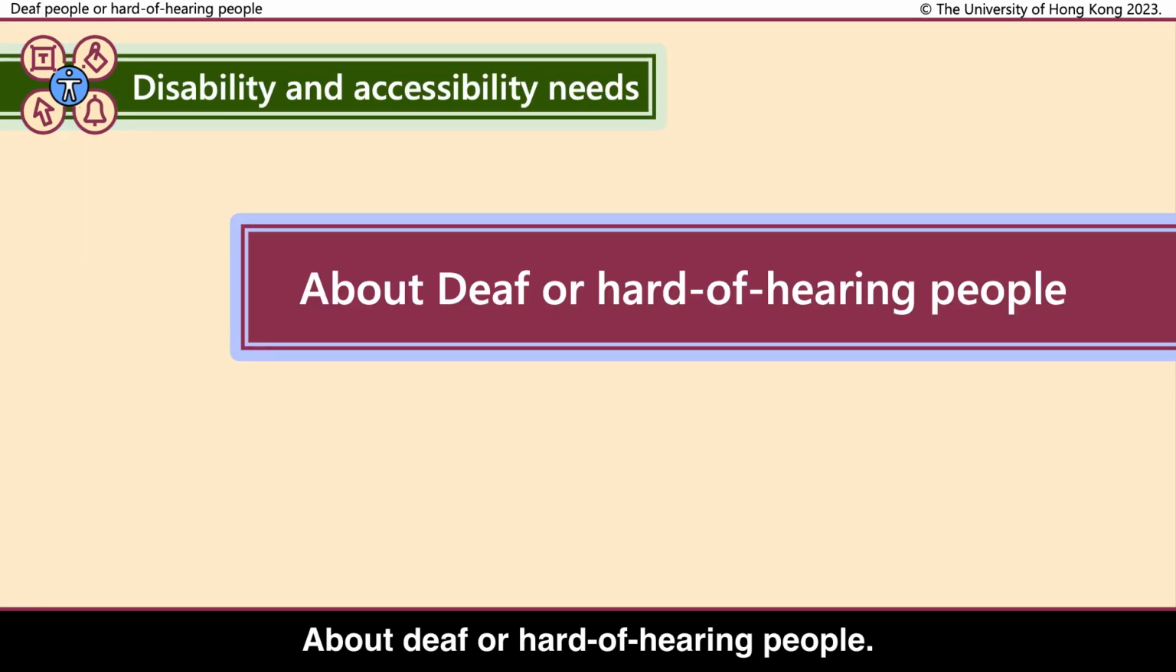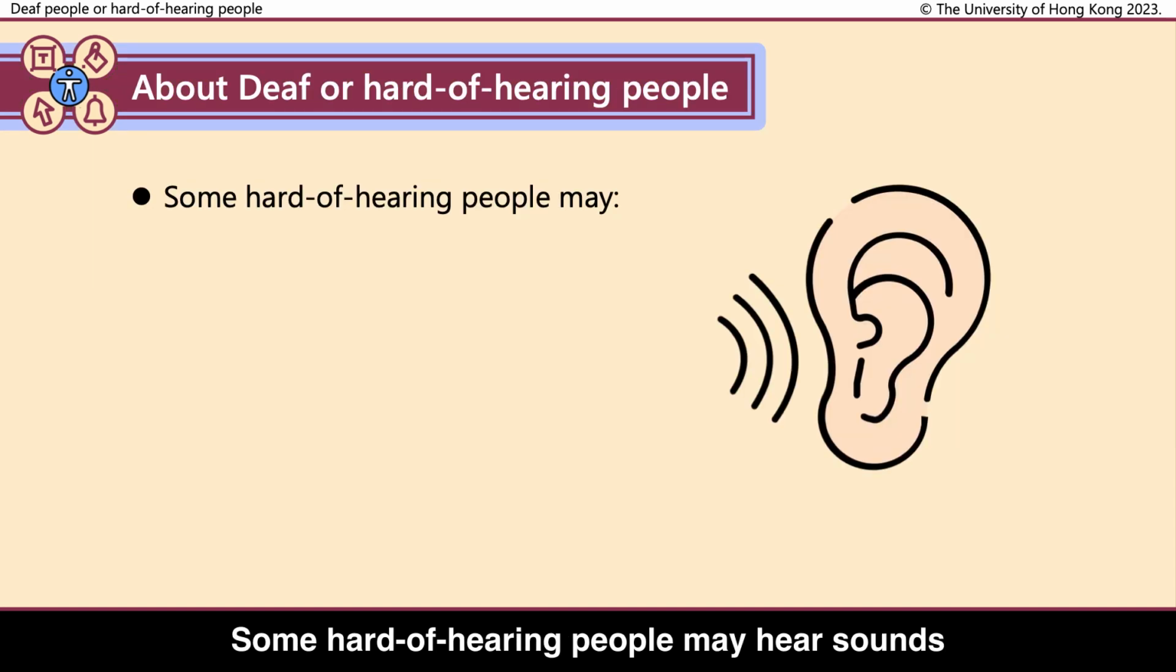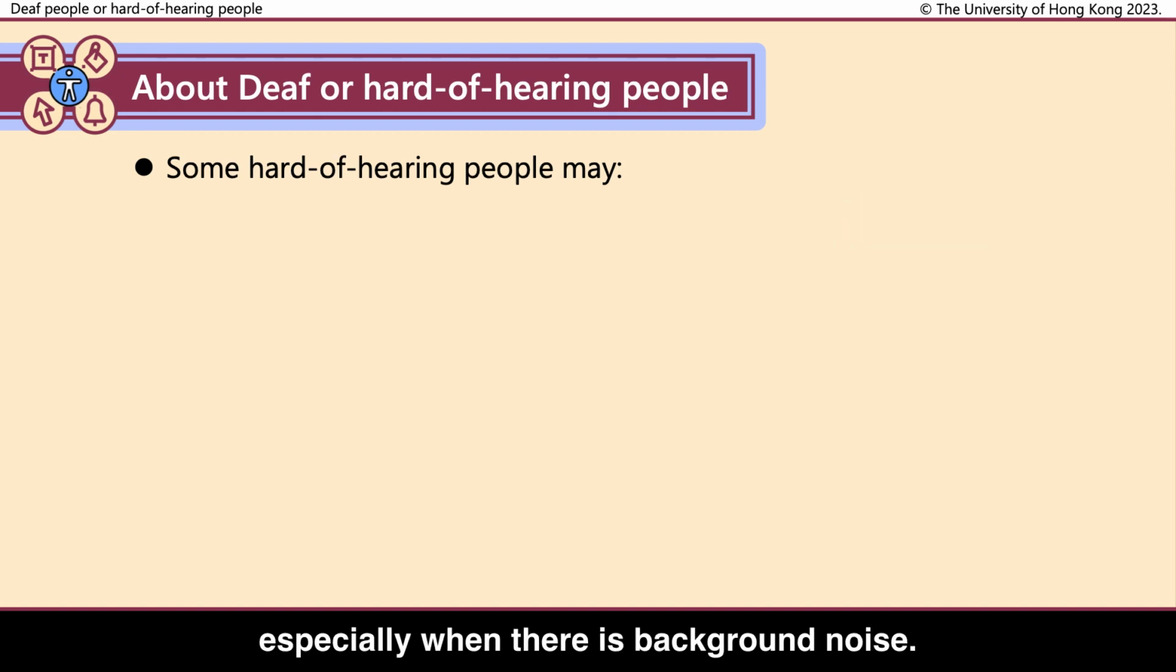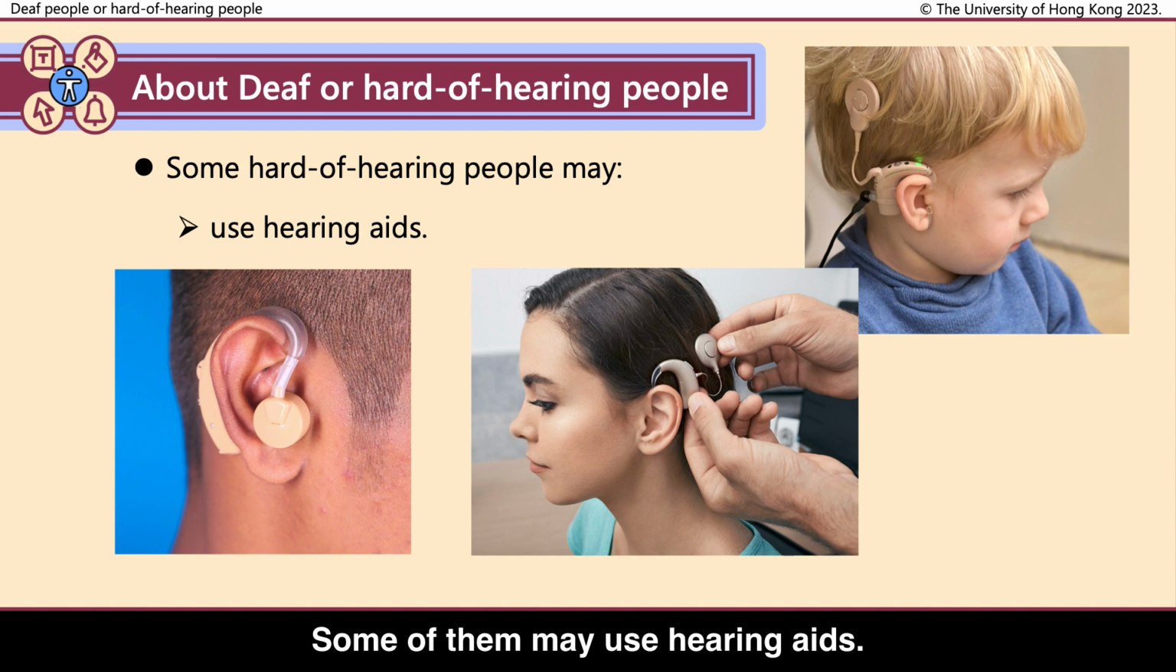About deaf or hard of hearing people. Some hard of hearing people may hear sounds, but sometimes not sufficiently to understand all speech, especially when there is background noise. Some of them may use hearing aids.